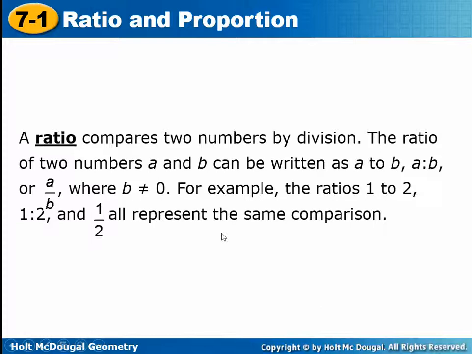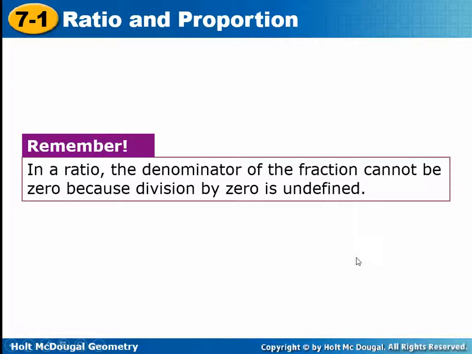A ratio compares two numbers by division. The ratio of two numbers a and b can be written as a to b, a colon b, or a over b, where b is not equal to 0. For example, the ratio 1 to 2 can be written as 1 to 2, 1 colon 2, or 1 over 2. We usually will write it like the fraction way, because then we're able to do more operations with it. Remember that you cannot have 0 in the denominator, because that's undefined in math, not allowed.